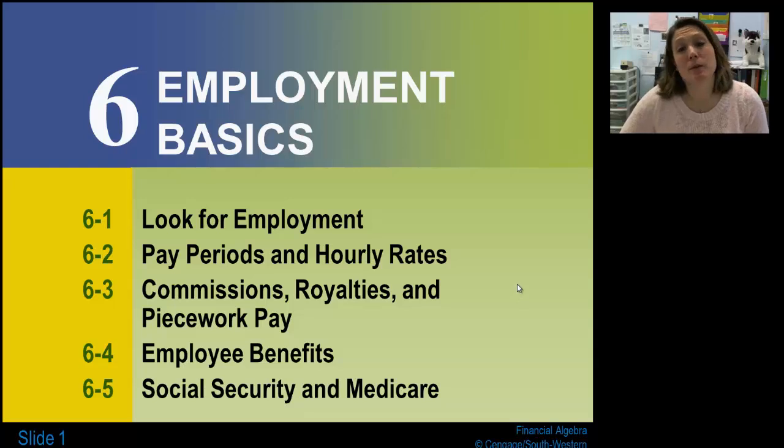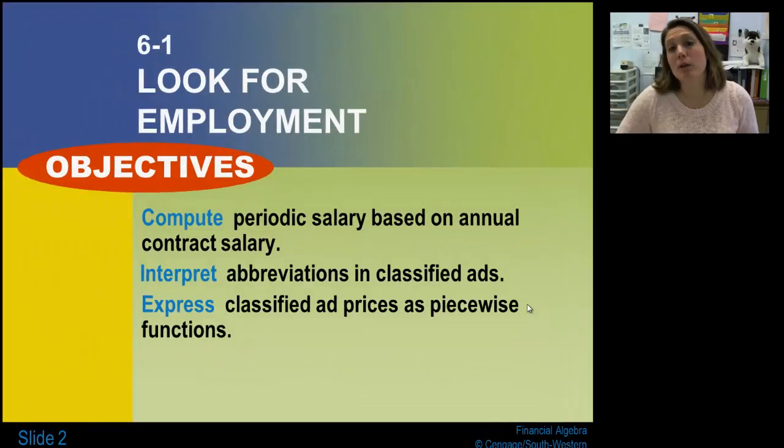So we begin chapter 6, which is all about employment basics. We're going to look for employment, how pay periods and hourly rates work, commissions, royalties, and piecework pay, some benefits that you get as being an employee for a certain company, and Social Security and Medicare and how they work with your paychecks. So let's take a look at 6-1, how to look for employment.